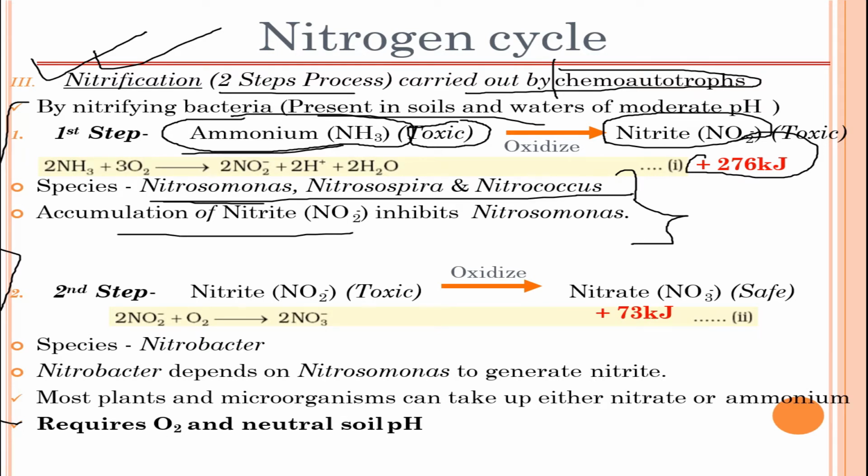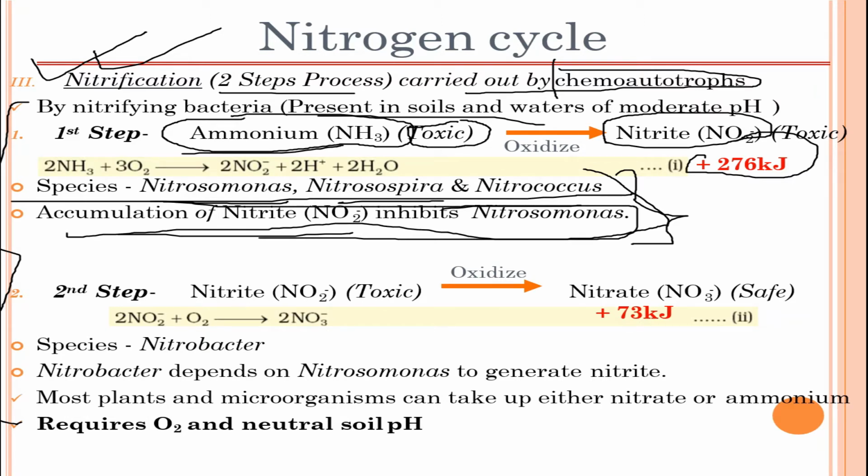species such as Nitrosomonas, Nitrococcus, Nitrosospira, and accumulation of nitrate inhibits Nitrosomonas. So this is one of the points that has been given: accumulation of nitrogen causes inhibition of Nitrosomonas. So we have talked about some of the species now.